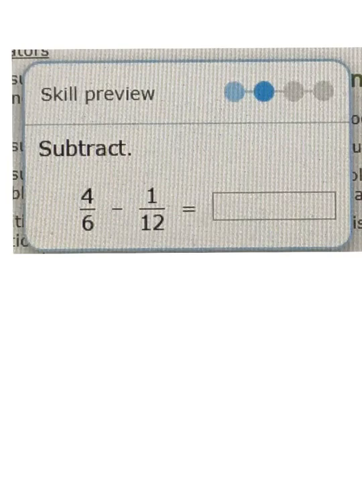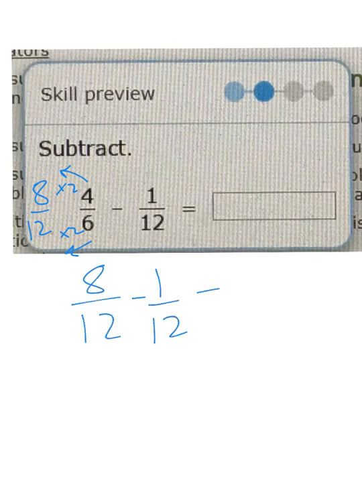And my last example for this video, subtracting without the model and the different denominators, trying to think how can I get both of them the same. The easy way, 6 times 2 equals 12. So I like to do it kind of this way. If you can kind of think, we're just going backwards in this direction because there's more space there. 6 times 2 is 12. 4 times 2 is 8. So instead I'm doing 8/12 minus 1/12 equals 7/12.